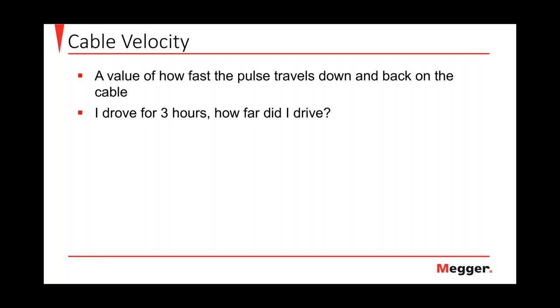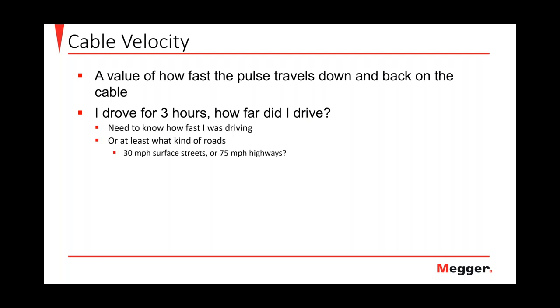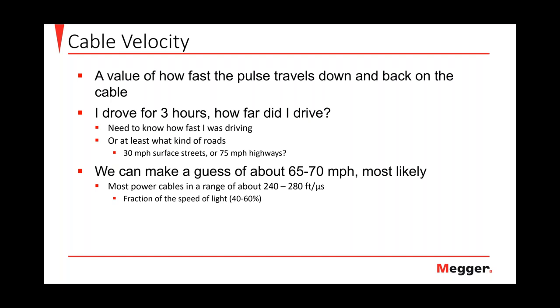So if I'm driving a car and I drive it for 3 hours, how far did I drive? Well, in order to know that, I'm gonna need a couple of different factors. I need to know how fast I was driving, or I can make assumptions about it based on what kind of roads I'm on. If I'm driving on surface roads in a small town in America, I would assume I'm probably driving approximately 25 to 30 miles per hour. Whereas if I know I was on a highway the entire time, maybe my speed was 75 miles an hour. So we can make guesses depending on either knowing how fast I was going or what kind of roads I was on.